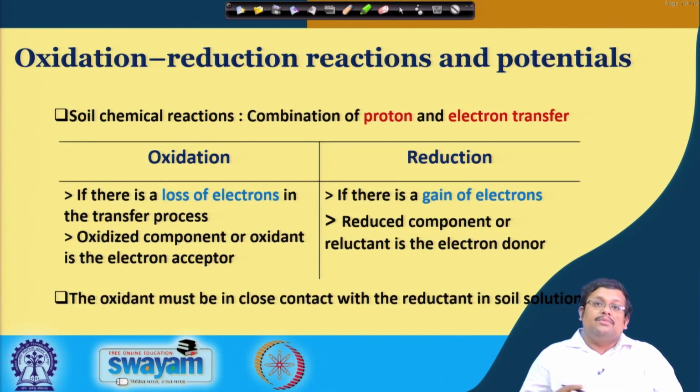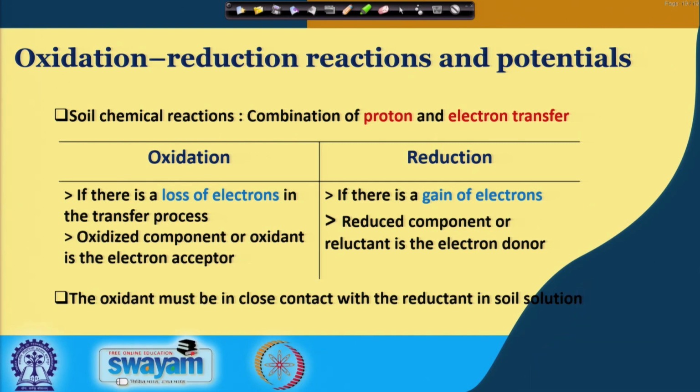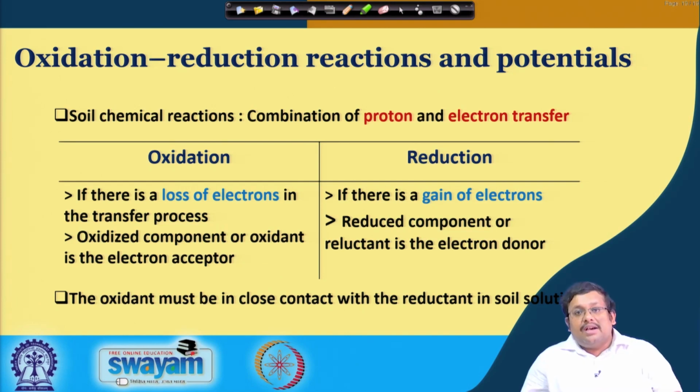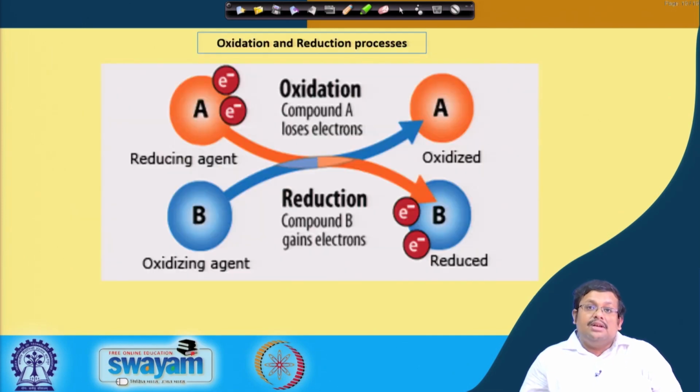So, in the first lecture we have talked about the difference between oxidation and reduction. You all know that oxidation means the loss of electrons in the transfer process, whereas reduction means there is a gain of electrons. And in case of oxidation, the oxidized component or oxidant is the electron acceptor, whereas in case of reduction, the reduced component or reductant is the electron donor, and the oxidant must be in close contact with the reductant in soil solution. As we have seen in this picture, the reducing agent and oxidizing agent have to be in close proximity to be oxidized and reduced.